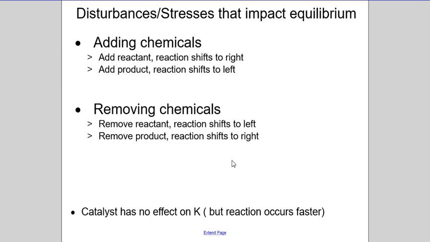Removing chemicals shifts to the same side. So if I remove a reactant, I shift left to the reactant side. If I remove a product, I shift right to the product side. And so you kind of did some of this in that straw equilibrium lab that you guys did.